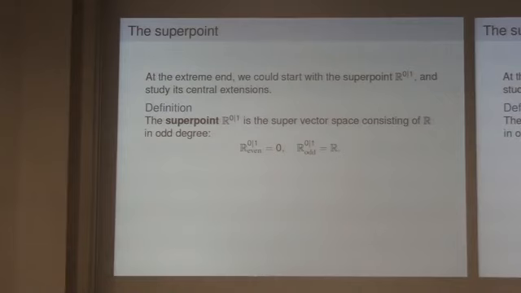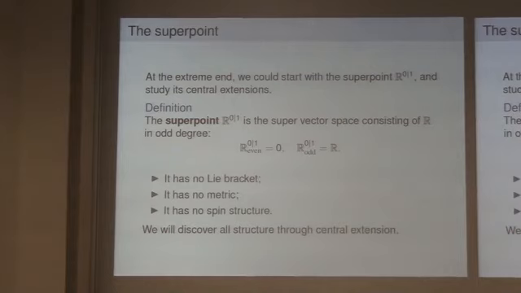So, at the most extreme, we could start with a superpoint, R^{0|1}, and study its central extension. So let me tell you what the superpoint is. It's a supervector space, which is just R in odd degree and nothing in even degree. It has no Lie bracket, it has no metric, it has no spin structure. But we will discover these structures through the central extension process. It has exactly one 2-cocycle.